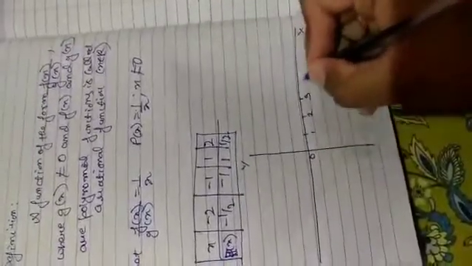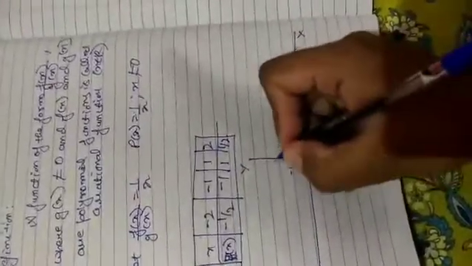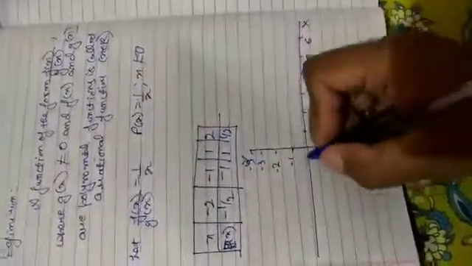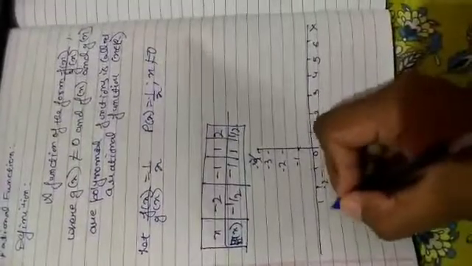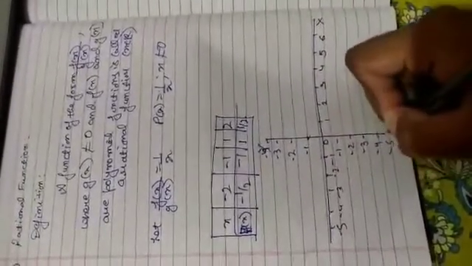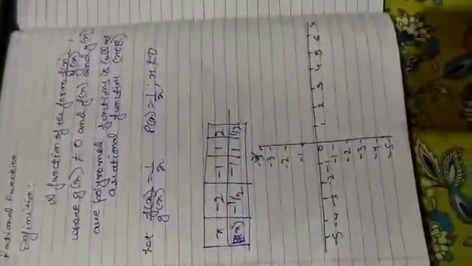So if we want to make a graph of this equation, let's plot a graph. This is the x-axis, this is the y-axis, this is 0, 1, 2, 3, 4, 5, 6. This is -1, -2, -3, -4, as before. This is also -1, -2, -3, -4, -5. Okay, so now we have to plot this.